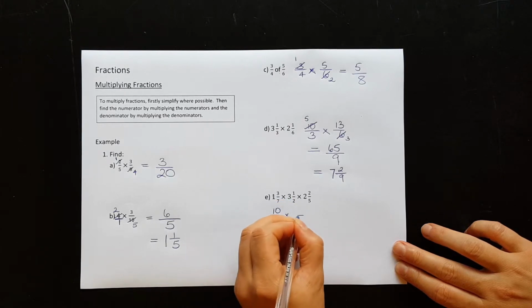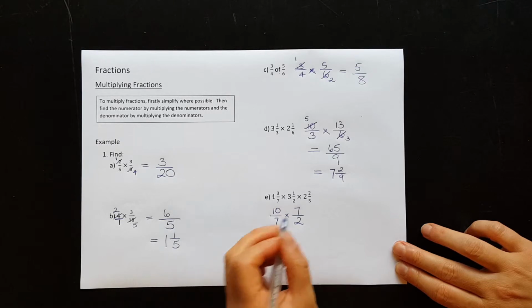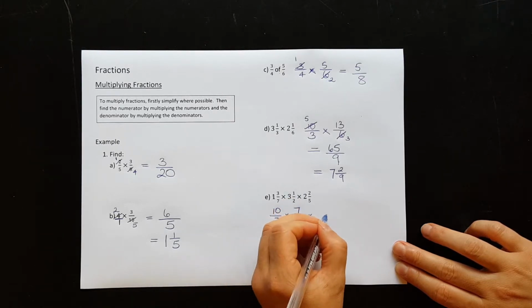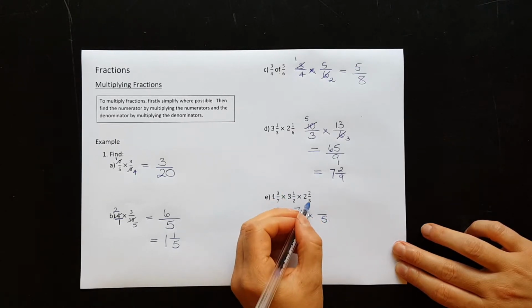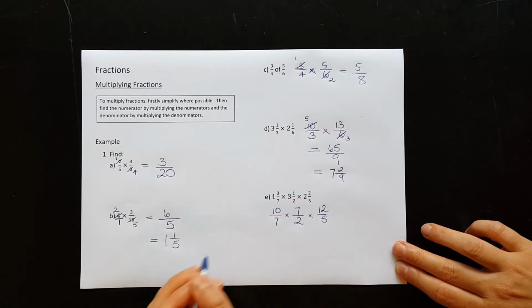For the second fraction, 2 is the denominator. 2 3s is 6, plus 1 is 7. And for the third one, 5 is the denominator. 2 times 5 is 10, plus 2 is 12.